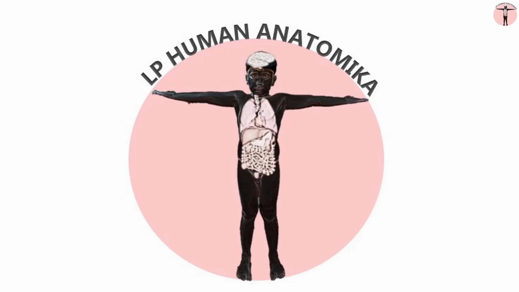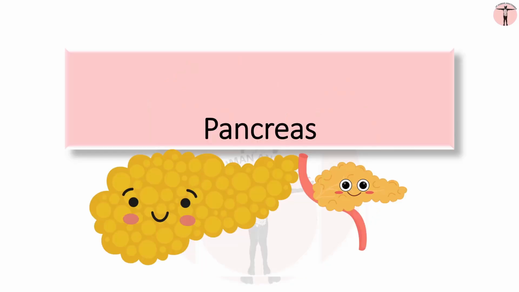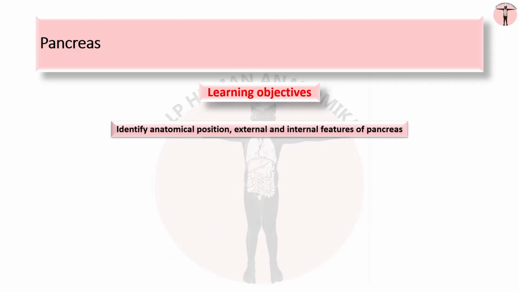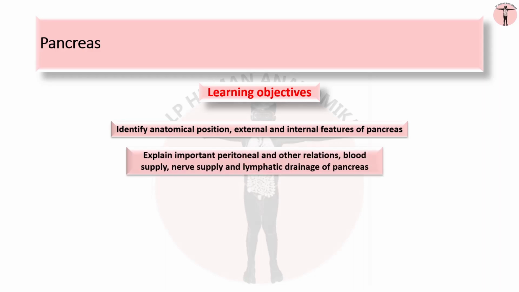Welcome back to Anatomiqa. In this session, we will discuss the details of gross anatomy on pancreas. The learning objectives of this session are: identify anatomical position, external and internal features of pancreas, explain important peritoneal and other relations, blood supply, nerve supply, lymphatic drainage of pancreas, and correlate clinical aspects of pancreas.